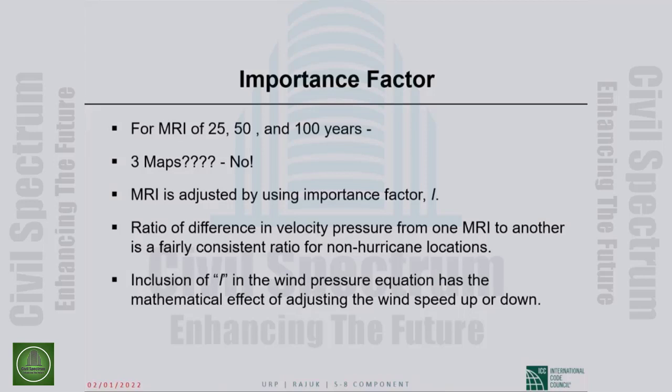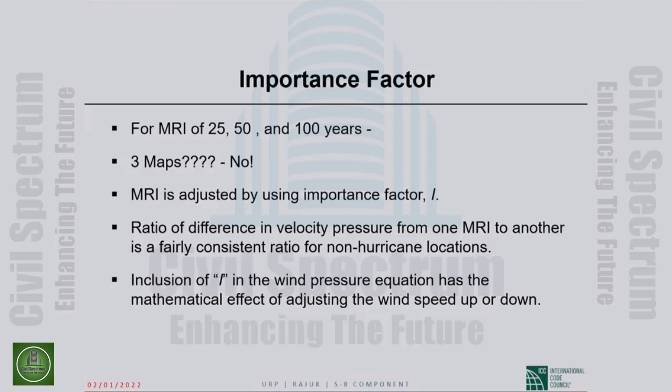Okay. So the return period is adjusted by using an importance factor I. We have one map, 50-year return period wind speed map. Then if we need 100-year return period wind speed, we multiply the 50-year return period wind by a factor of 1.15. Okay. So this can be done because the ratio between 100-year return period wind and 50-year return period wind is remarkably constant throughout the United States, outside of the hurricane-prone regions. Hurricane-prone regions are typically a different story.